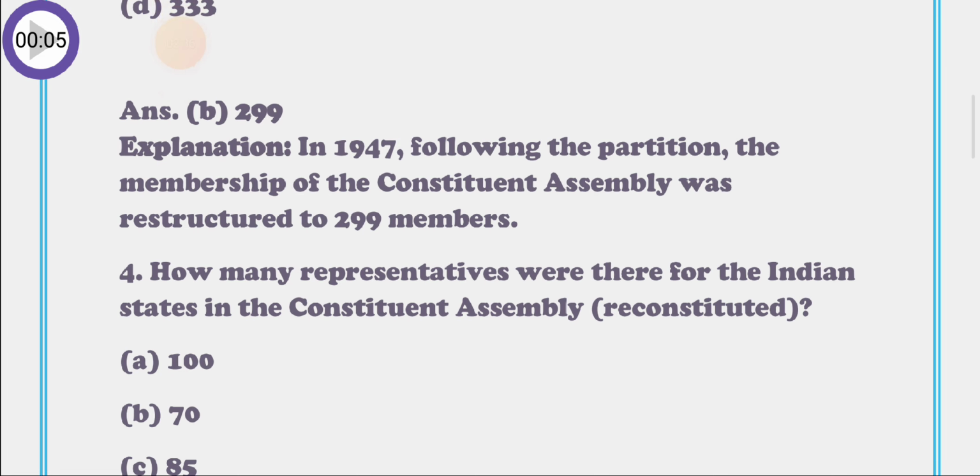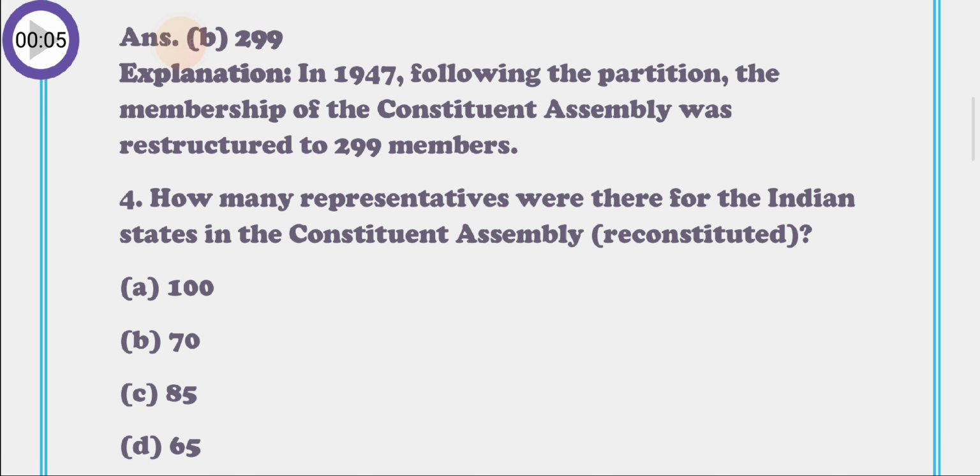Question number 4. How many representatives were there for the Indian states in the Constituent Assembly? A. 100, B. 70, C. 85, D. 65.